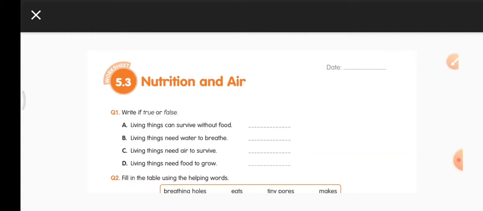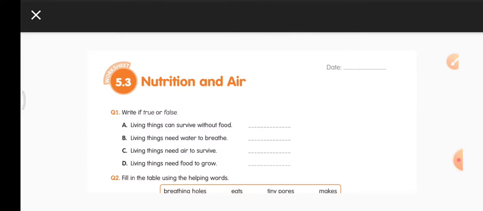A1. Living things can survive without food. Can living things live without food? Can you and me live without food? True or false? False. Okay, because we can't live without food. So A1 is false. All of you write false. F-A-L-S-E.